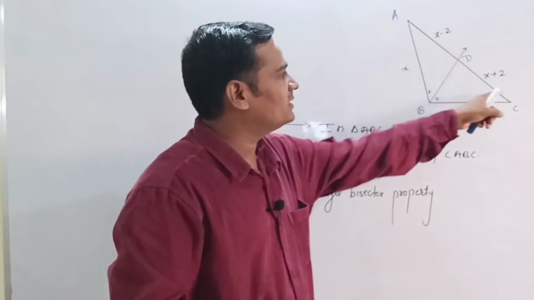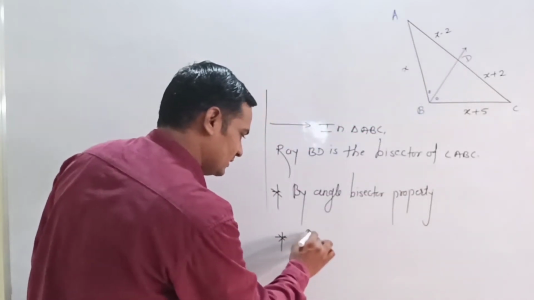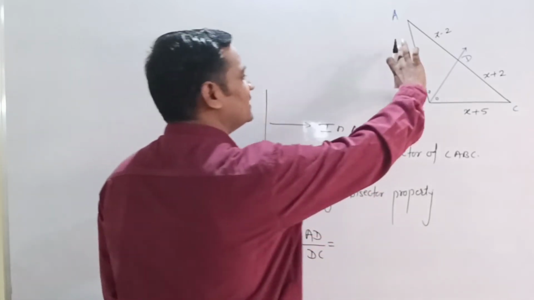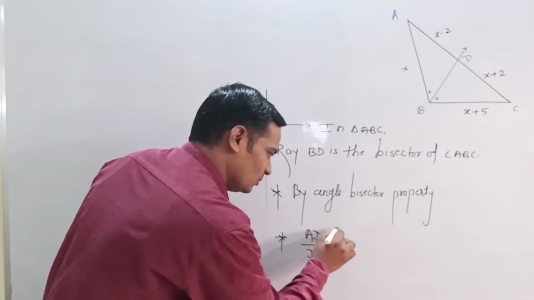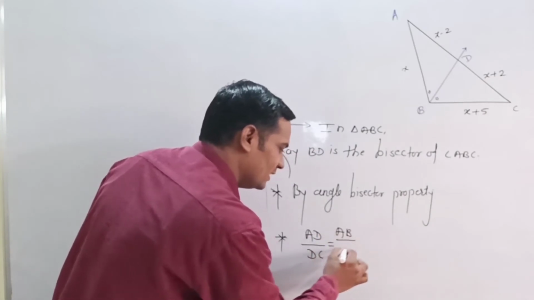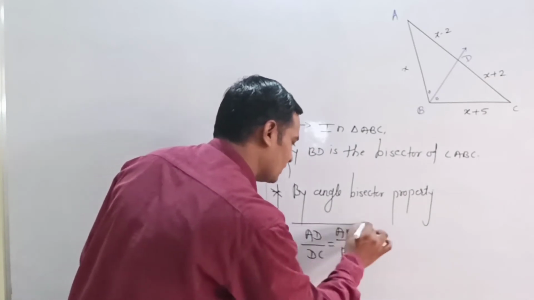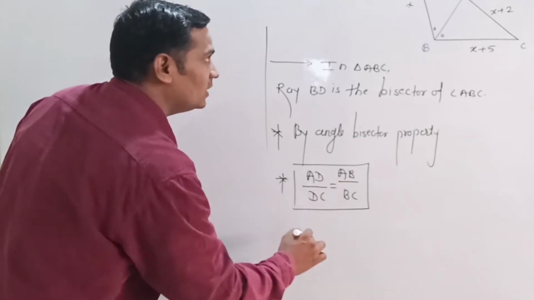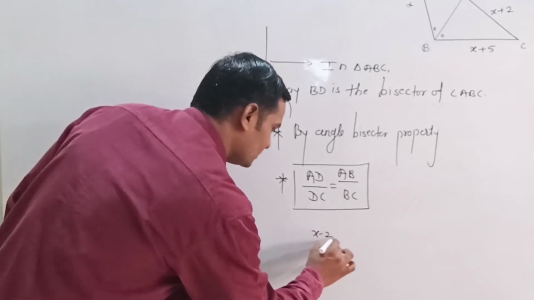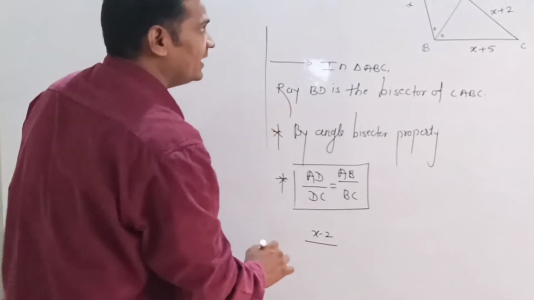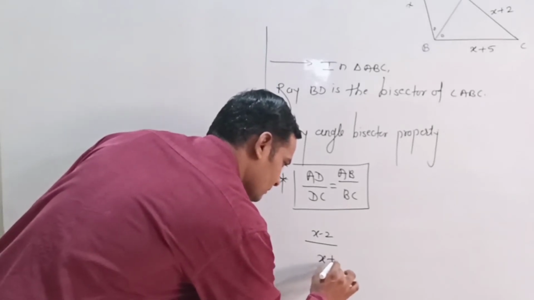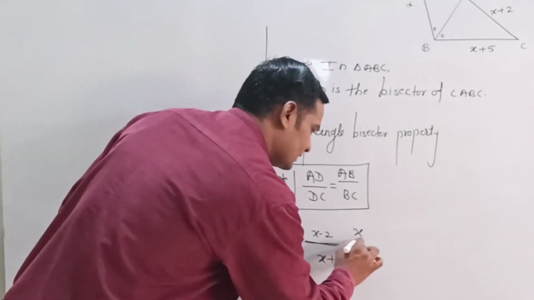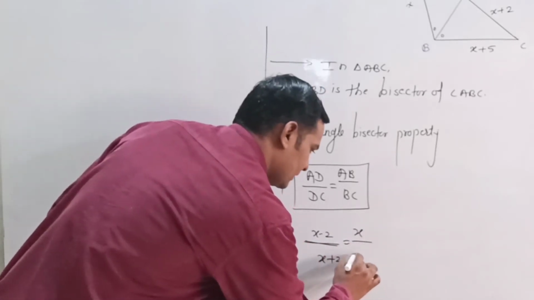That means AD upon DC. Look at this. AD upon DC is equal to. Now which are the remaining two sides? AB and BC. So the ratio of those two remaining sides, AB upon BC. So let's put down the values in this. AD upon DC is equal to x minus 2 upon x plus 2, is equal to. Now AB upon BC is given, that is x plus 2 upon x plus 5.